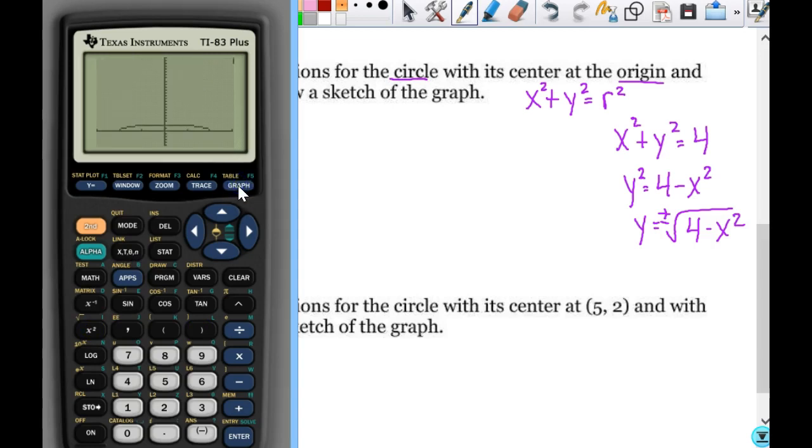Now, clearly my window is funky, right? Because of whatever else I did, because I didn't clear mine. So let me just do zoom standard. Zoom 6 will get you back to the standard default. And it's kind of squished, right? Why is it squished?